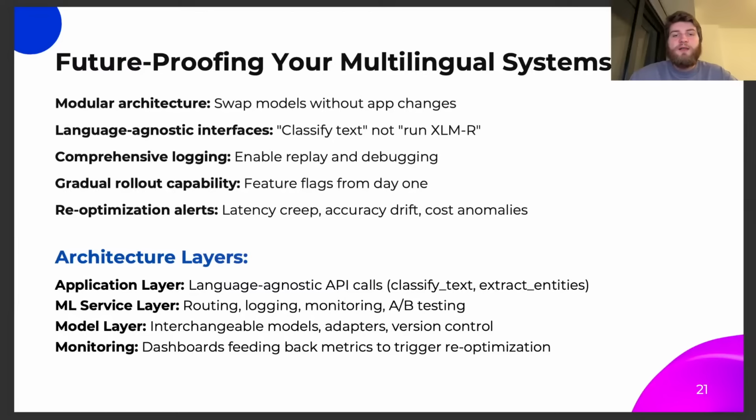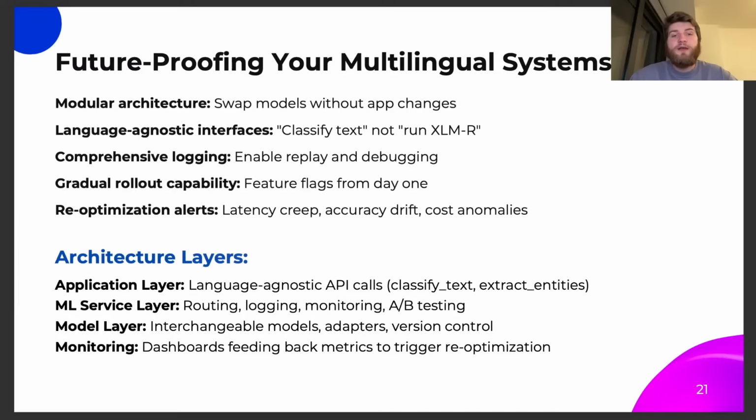Principle 2. Language-agnostic interfaces. Your application should request "classify this text," not "run XLM-R inference." The routing decision on which model handles which language should be encapsulated in your ML service. This lets you optimize routing independently of application changes.